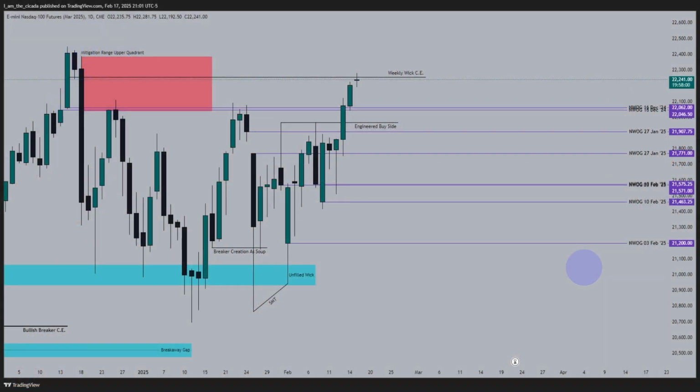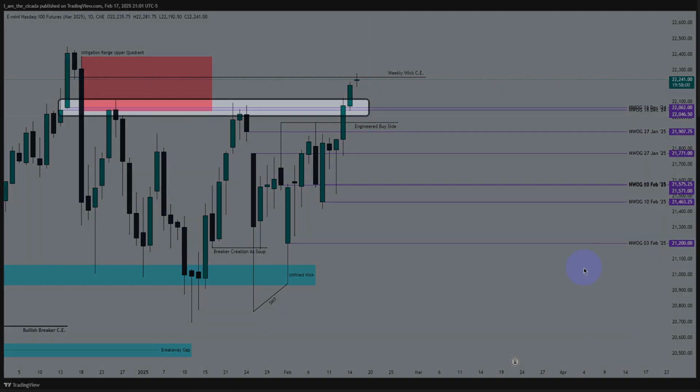So, this is the E-mini NASDAQ futures chart. This is the March 2025 contract on the daily time frame. As you can see, this is from around the beginning of December 2024 to where we are right now, which is the 18th of February.